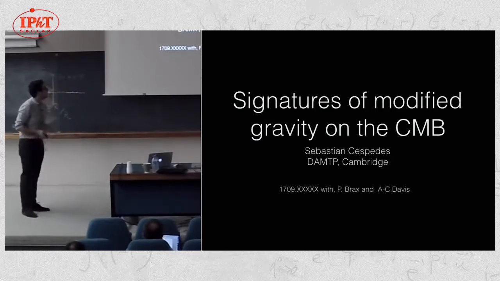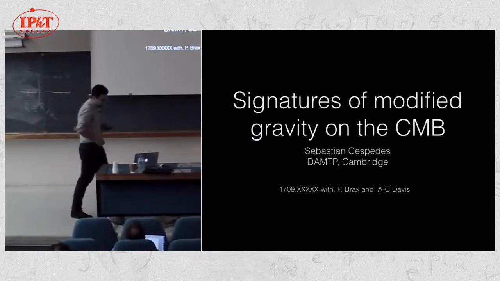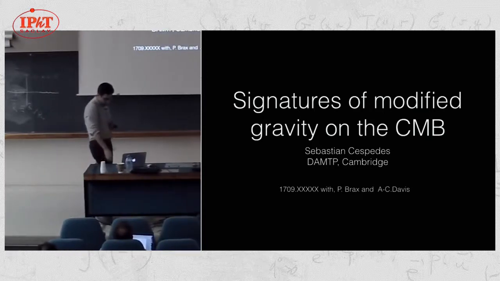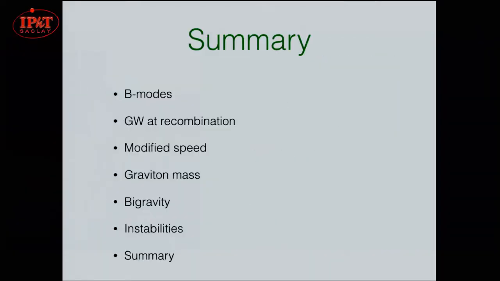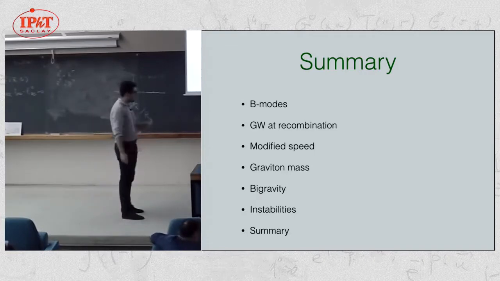So I'm Sebastian Cespedes, and I'm going to talk about some work we're about to publish with Philippe and Anne. This is about trying to look for signatures of modified gravity on the CMB, especially on B-modes. I'm going to explain a little bit what B-modes are, because the main thing we're going to look at are gravitational waves, and what the signal from them will be.